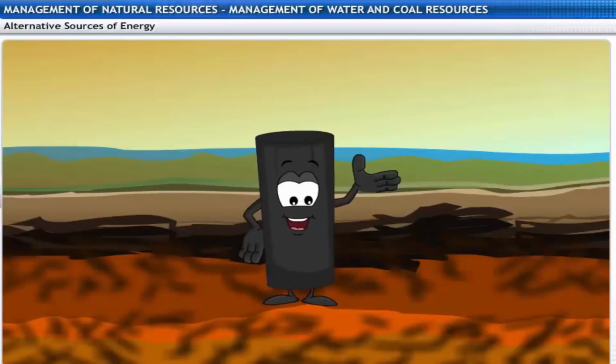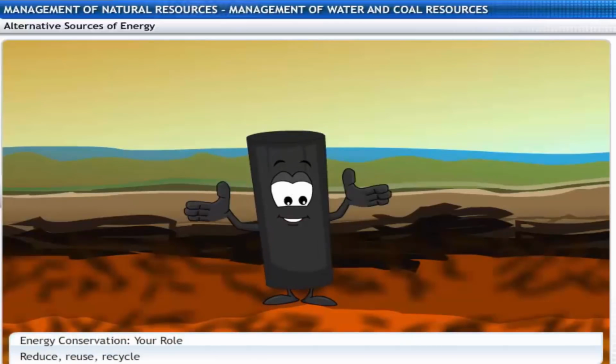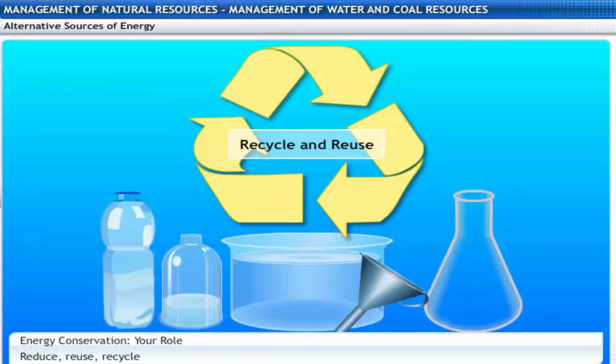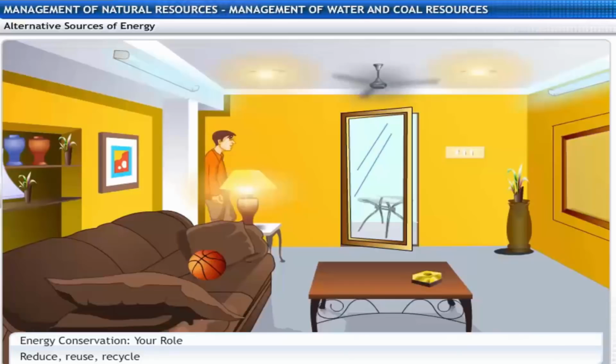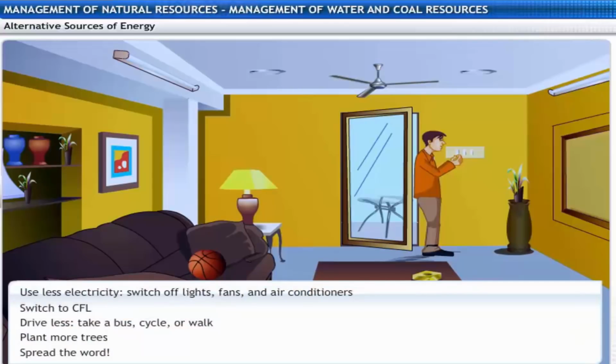Luckily, there are several things you can do as individuals to conserve energy. Here are some tips. You can make a habit of recycling and reusing things like plastic bags, bottles, jars, etc. You can try to reduce your consumption of electricity. Switch off lights and fans when you're not using them.